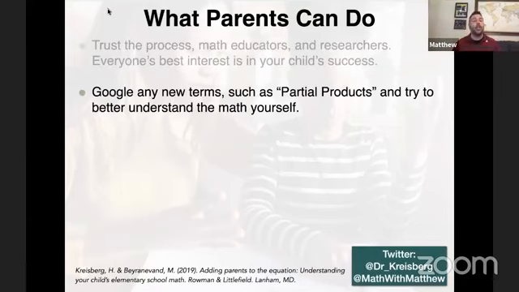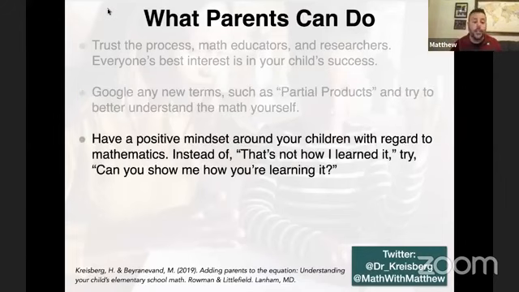Second, if there are terms that you're not aware of and your child may not know because you asked them first, just take a few minutes and Google it and look it up, as opposed to just giving up on it and saying, nope, we're not going to do it that way. Try to learn yourself or contact your teacher.